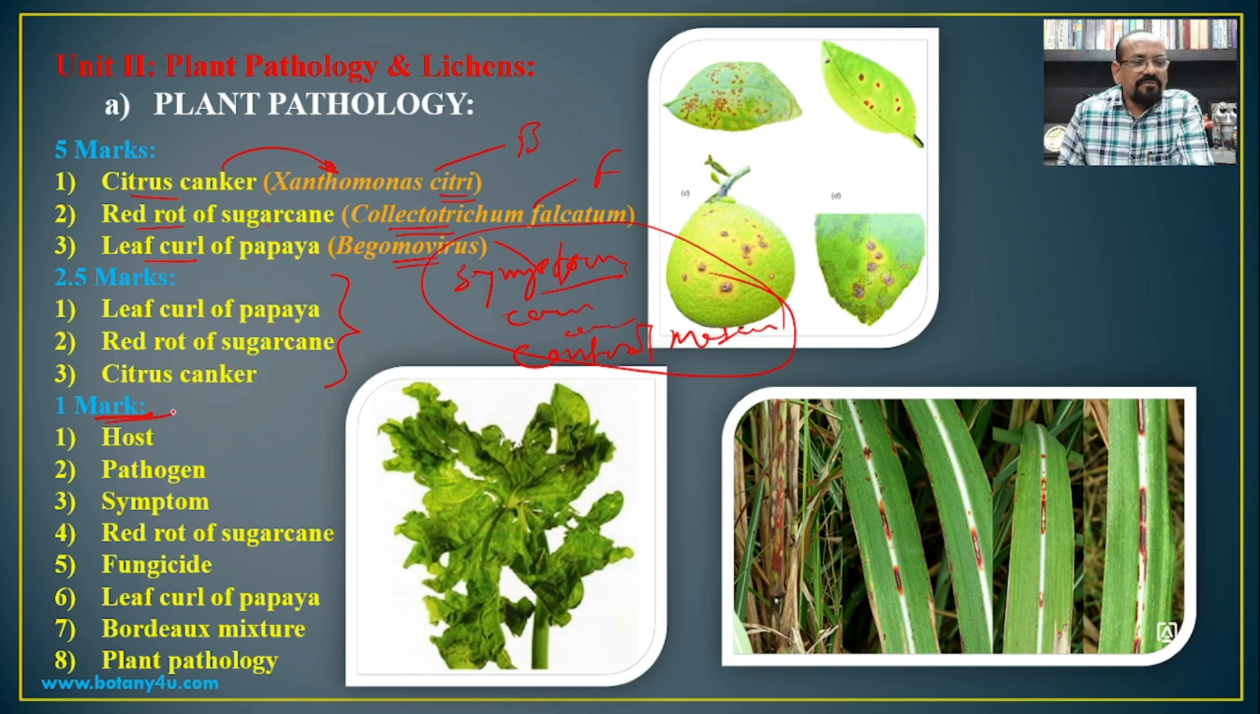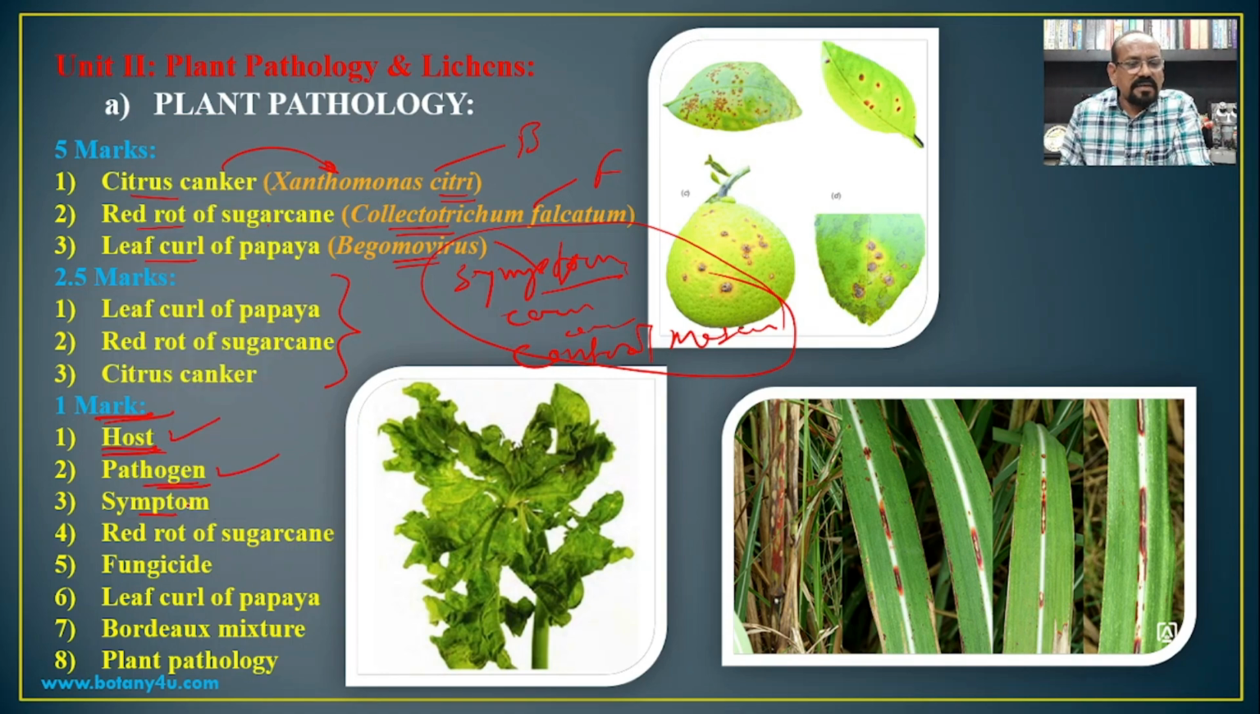Then in 1 mark, question number 1, that is host. When any pathogen infects another organism, then that organism which is infected is known as the host organism, and the organism which infects that host is known as the pathogen, or we can say the causal organism of any disease is also known as the pathogen.